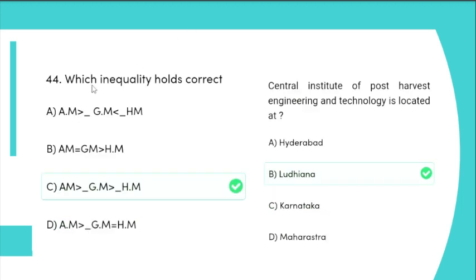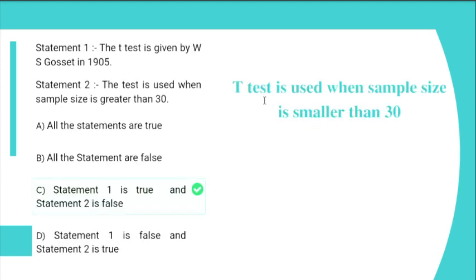Next question. Which inequality holds correct? So here option number C, that is AM is greater than GM and GM is greater than HM. Here AM means arithmetic mean, GM stands for geometric mean and HM stands for harmonic mean. Next question. Central Institute of Post-Harvest Engineering and Technology is located at. So option number B is correct, that is Ludhiana.